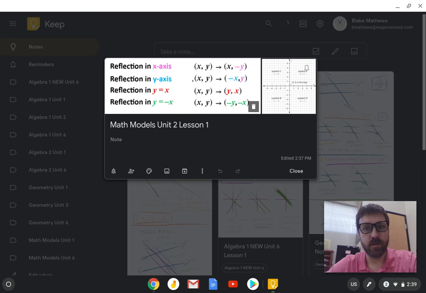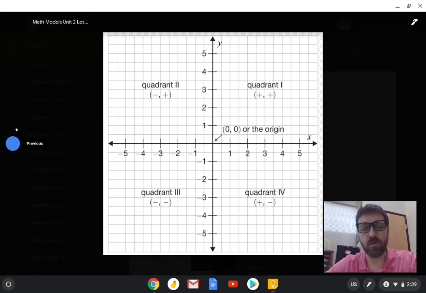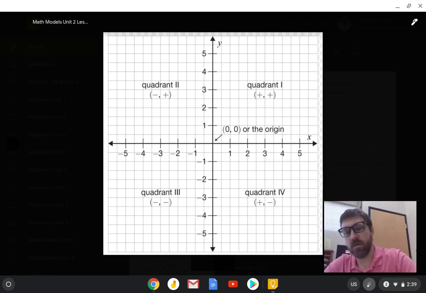The things that you need to know about the coordinate plane. Remember that we're talking about graphing points in terms of their x location and their y location. We have our x-axis that goes horizontal, positive over here, negative over here. We have our y-axis going vertically, positives up here, negatives down here. We call the point in the center where they intersect the origin, and it has coordinates of 0, 0. And then each quadrant has positive and negative values depending on what the x and the y are.